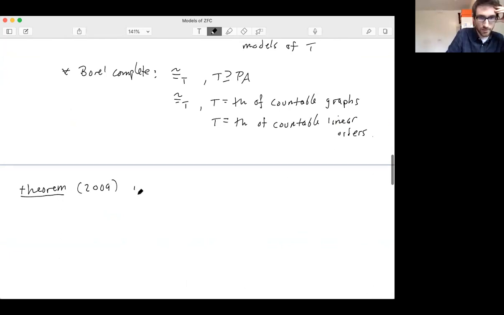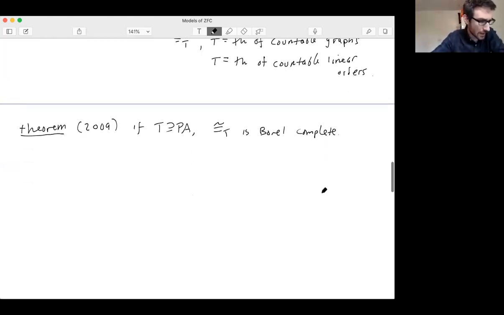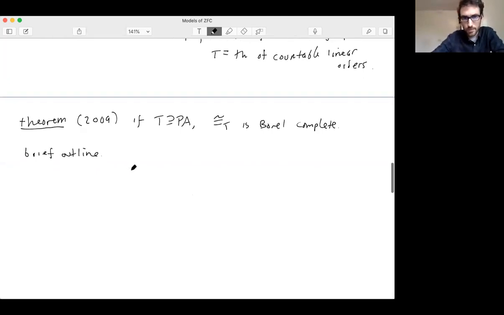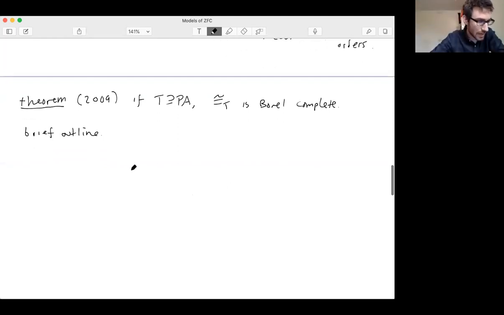Okay, so if T contains PA, isomorphism of T is Borel complete. So as complex as possible. And it's not very hard given some facts in the literature. So how does this work?